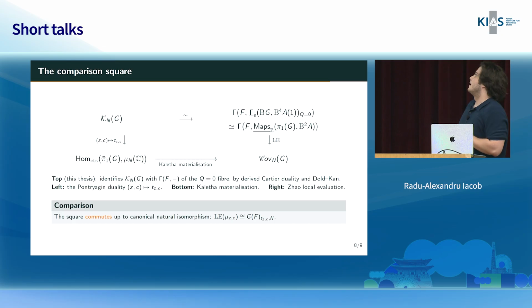So not only do I have the right object on both sides, but even when I build the actual cover, I get a canonical natural isomorphism between what I get by going like this and like this. And now there are further refinements you can make to this picture.